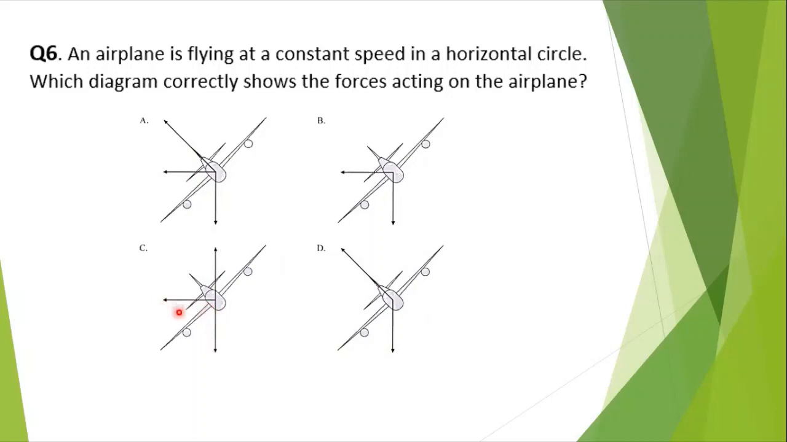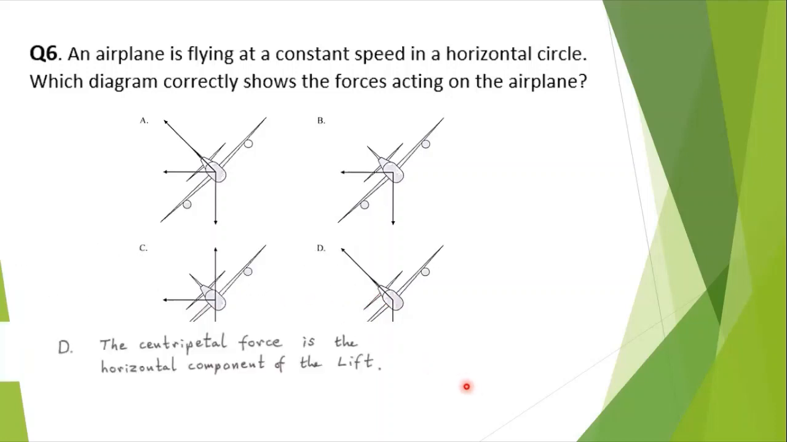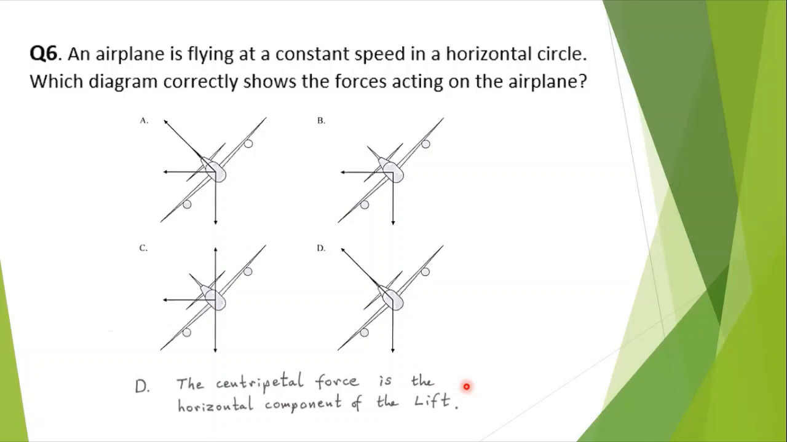What is happening? Look, the key to this is to realize that the centripetal force is not an imaginary force. The centripetal force acting towards the center of this horizontal circle is the component of the reaction force which acts horizontally. So it would be that reaction force times the cosine of the angle that we move through. So the answer here is D. The centripetal force is the horizontal component of the lift.